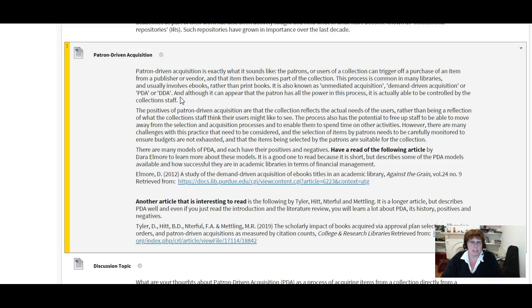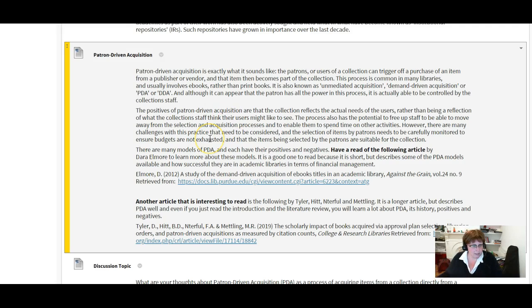Or they might make the arrangement that 10 people have to click on it before a purchase is initiated. Or it might be that as soon as one person clicks on it, then they will provide access to the content in terms of a lease rather than a purchase. So they can buy a one-off access to it rather than actually buying a copy of the file itself. So there's all these different ways of patron-driven acquisition working.